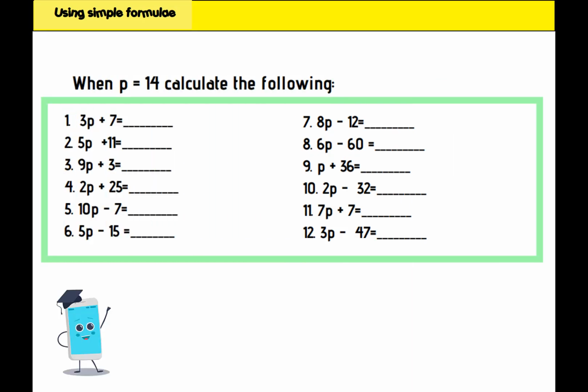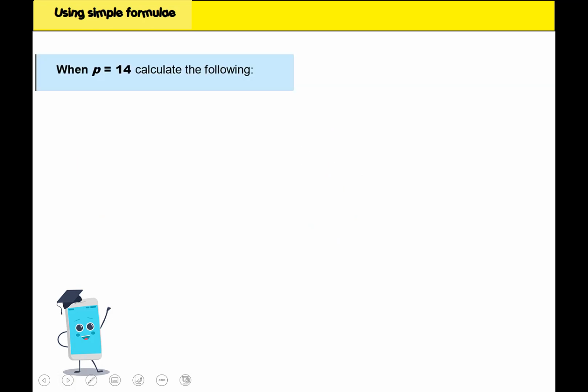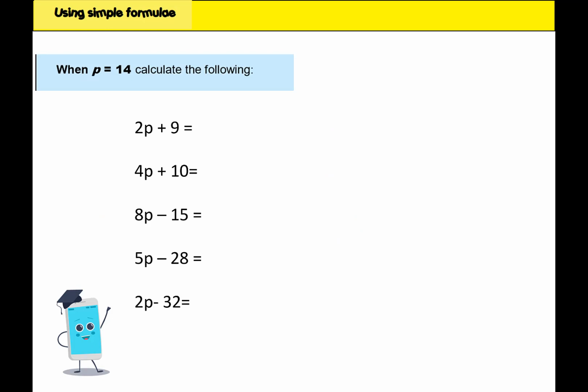In your next activity, we are given an algebraic sentence where a letter is replacing a value. So if we read the top, when P equals 14, calculate the following. Number 1, 3P plus 7 equals. So in this activity, you need to replace the P with 14. Let's have a go at doing a couple of examples together before you have a go at the activity on your worksheet. So when P equals 14, what would 2P plus 9 equal?